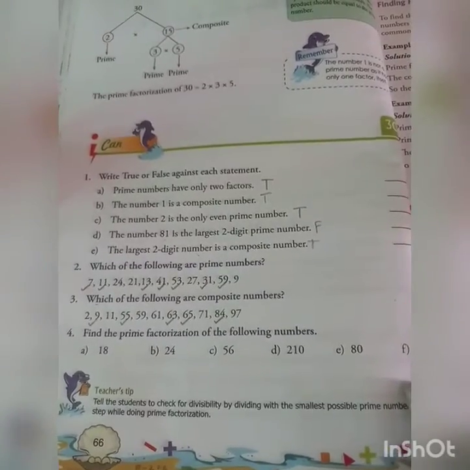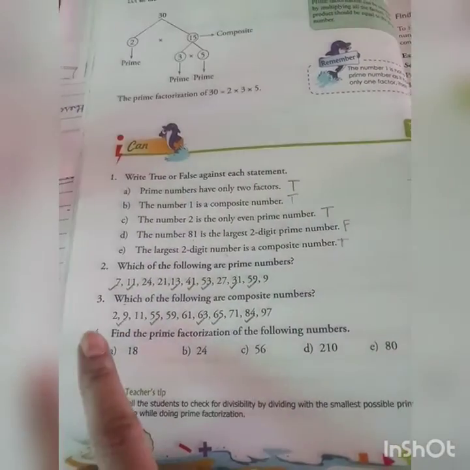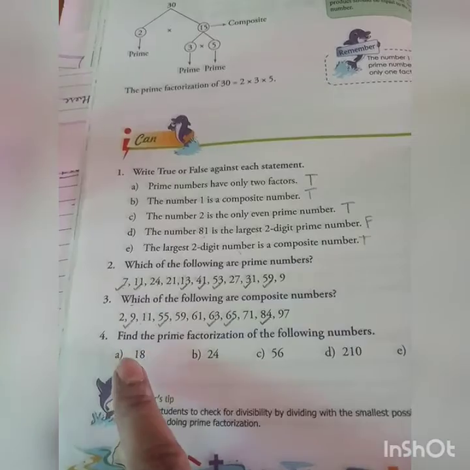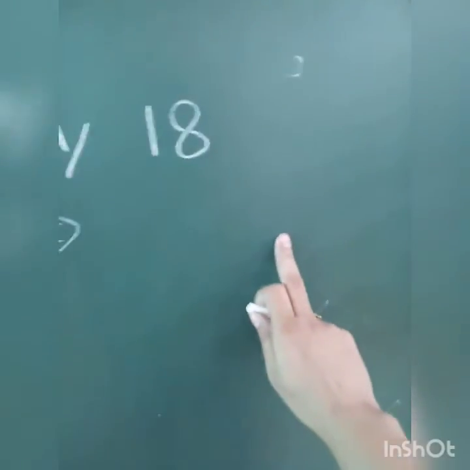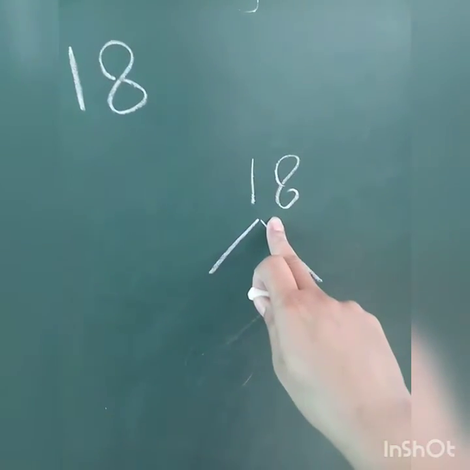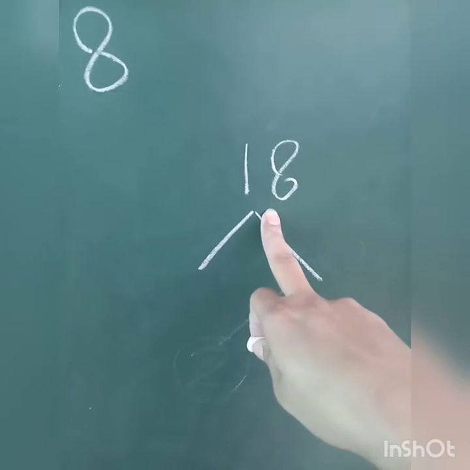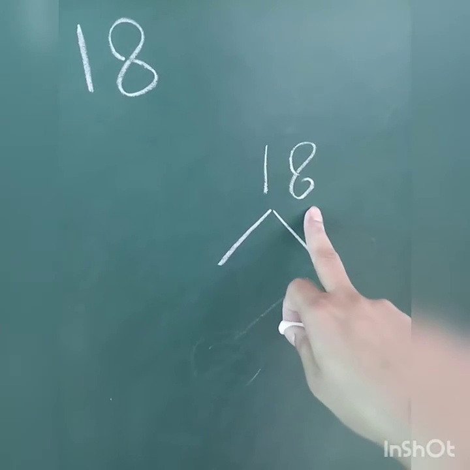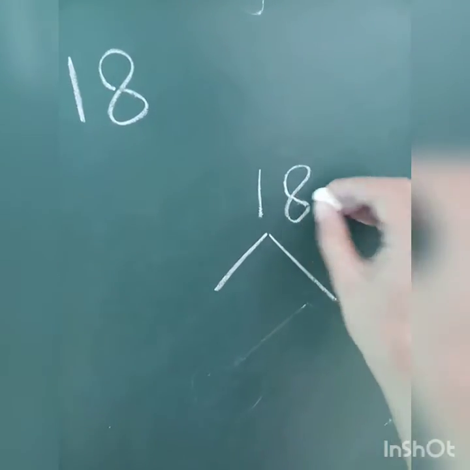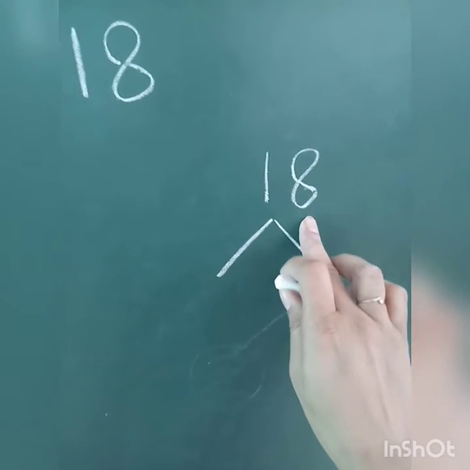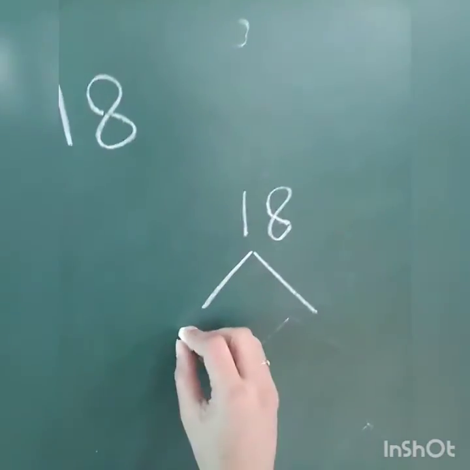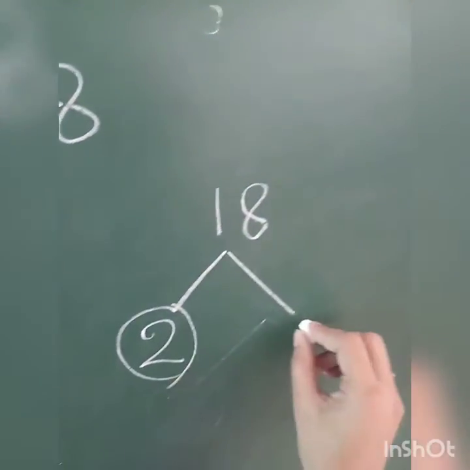Let's start exercise 3C, number 4. Find the prime factorization of the following numbers. Number A is 18. For number 18, we can write in this way. Now 18 is a composite number. That means 18 has more than 2 factors, right? So we start by using the divisibility rule of 2. You see here is 8 at the ones place. That means 8 is divisible by 2, so 18 is also divisible by 2. Now start: 2 9s are 18.